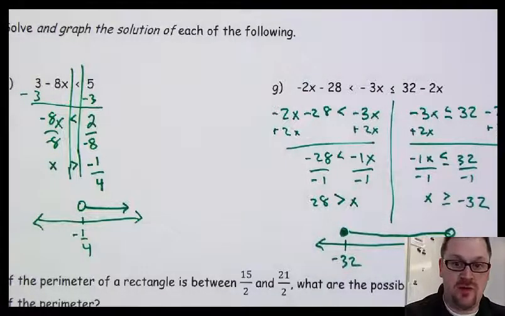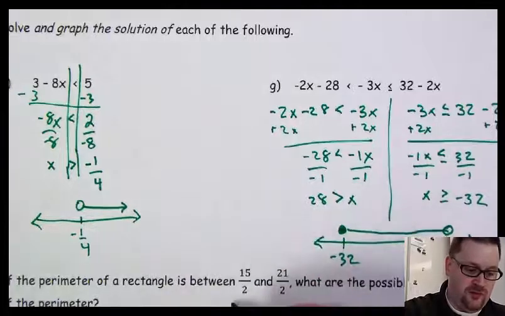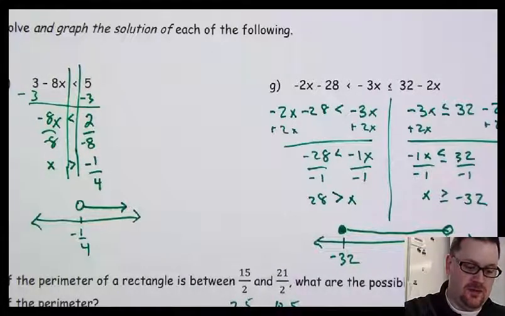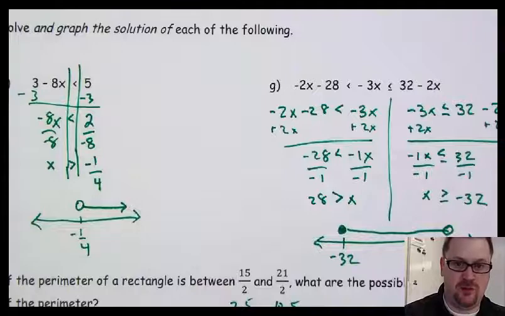Remembering that integers do not include decimals. So if this is really 7.5 and this is really 10.5, what are the possible integers we could be talking about between this and this? Well, that would be 8 or 9 or 10. Okay, those are your possibilities for your perimeter.